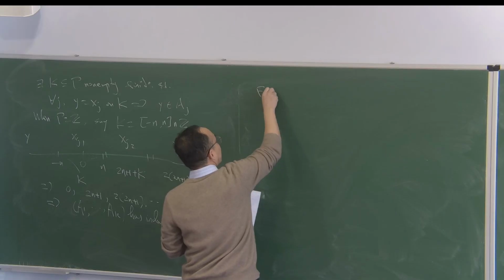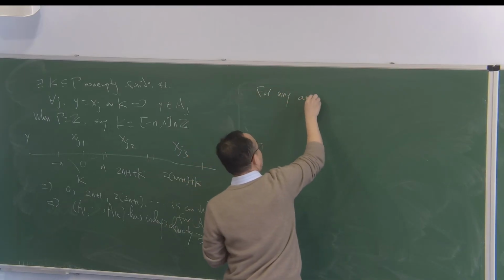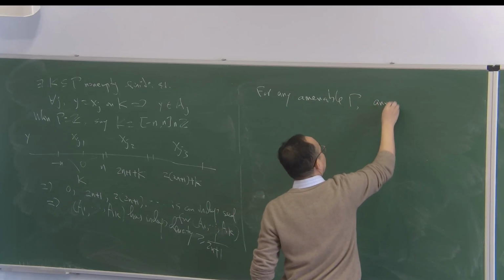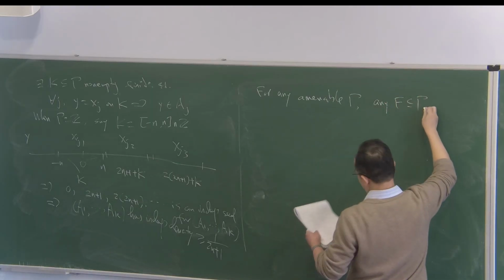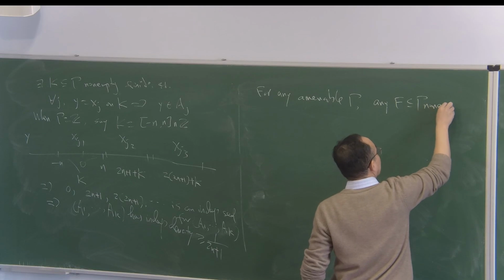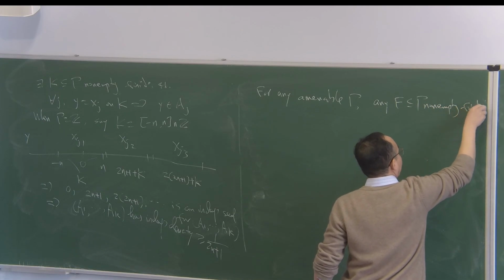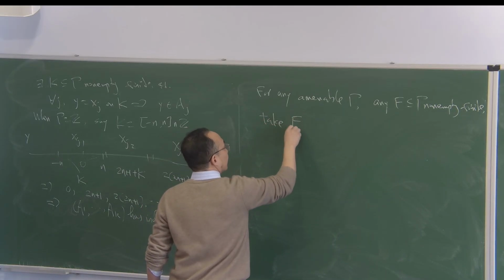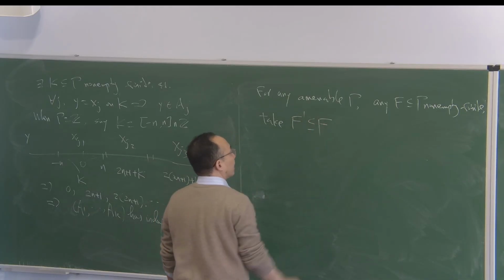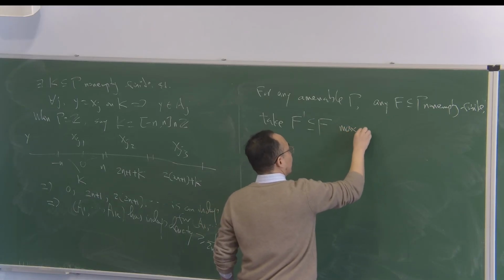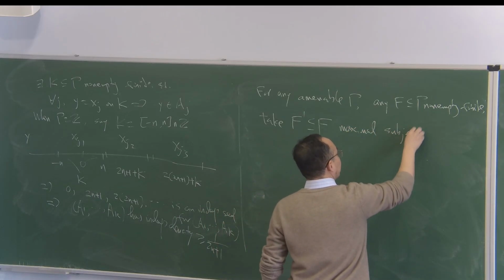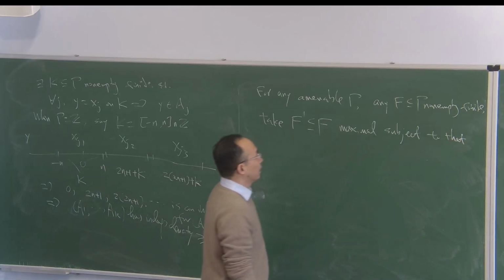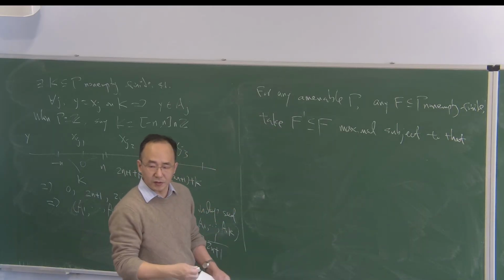I will say what happens for a general minimal group, how you can handle it. For any minimal gamma, we look at a finite set F. What you do is take a subset F prime of F, maximal subject to the following condition: that the k translates of the sets here, the points here, are actually pairwise disjoint.